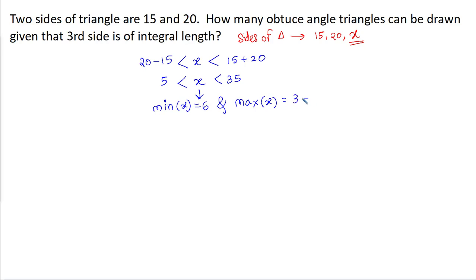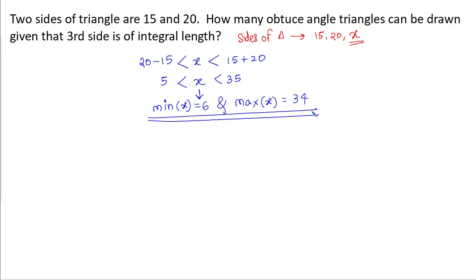And the maximum value x can take is 34. The sum of any two sides is always greater than the third side, and the positive difference between any two sides is always less than the third side. So by using this concept we come to know that the value of x is going to be from 6 to 34. It can be any integer.